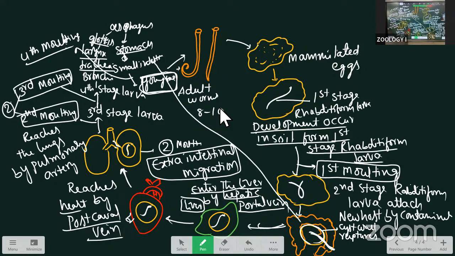Next, the VSAQ I already said, I'm saying one more time. Why are Ascaris eggs called mammillated eggs? Because they have a protein coat with a rippled surface. The outer side has a rippled surface. That's why we call them mammillated eggs.